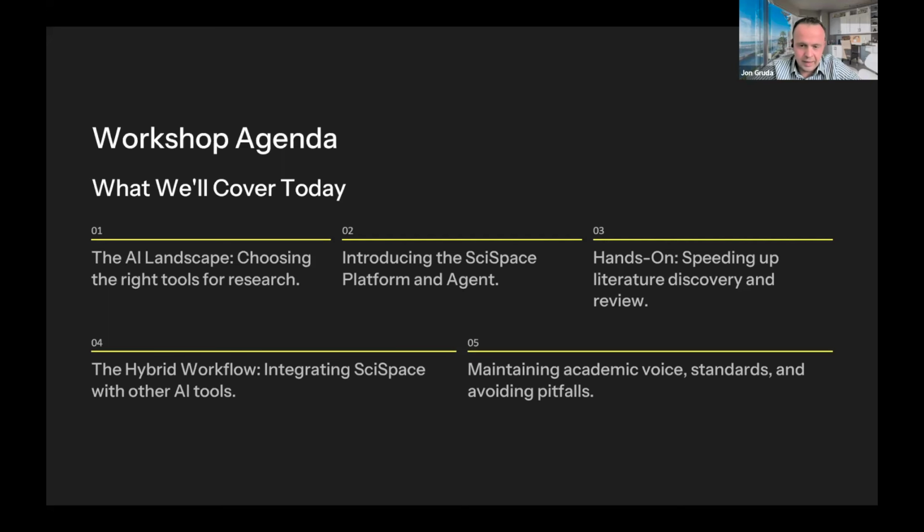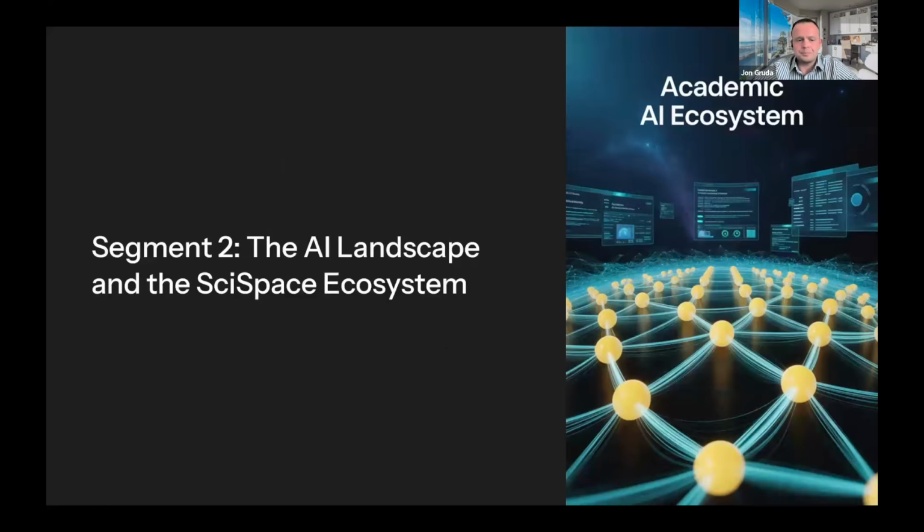So the human component, I firmly believe, will become even more important as these tools develop and as these tools can do more and more aspects of this research workflow for you. So again, the goal is not to have an AI write the whole thing for you, because it's just going to read like a probably pretty boring paper in the end. So we're going to talk a little bit about maintaining academic voice, standards, and avoiding pitfalls when it comes to using these tools. So kind of what you can expect and what you really shouldn't expect. All right, so the AI landscape and the SciSpace ecosystem.